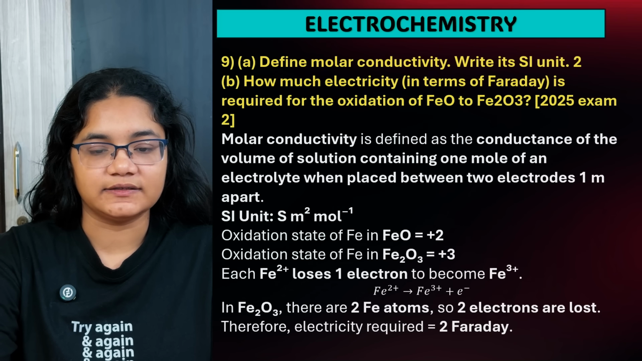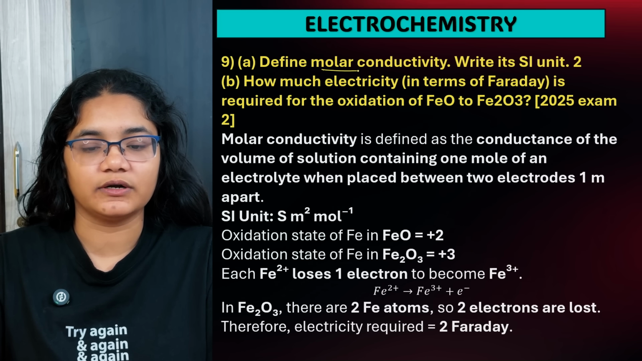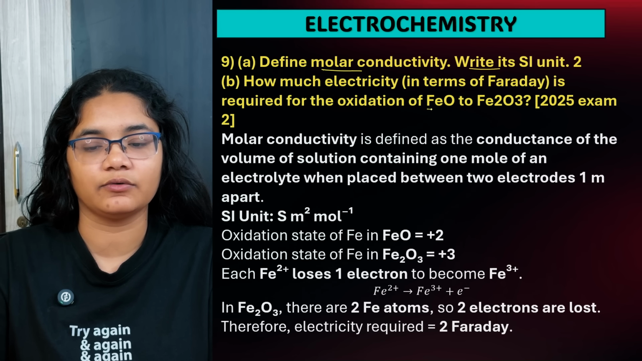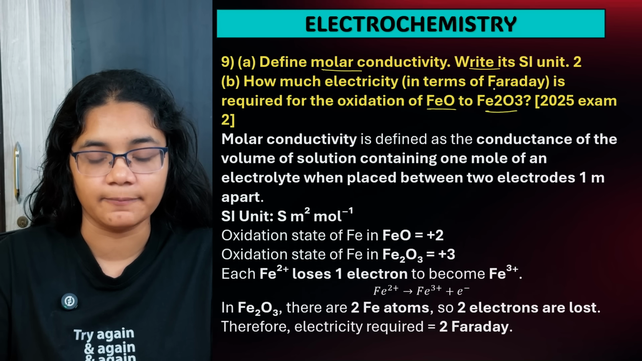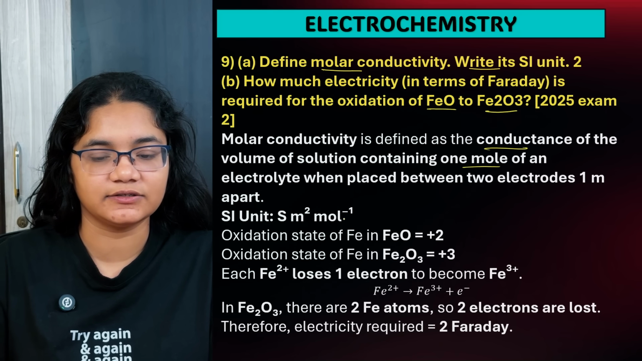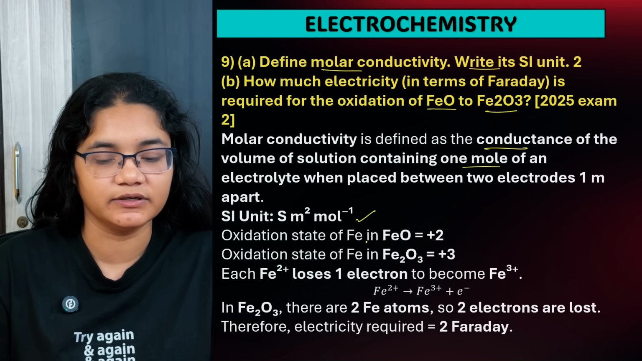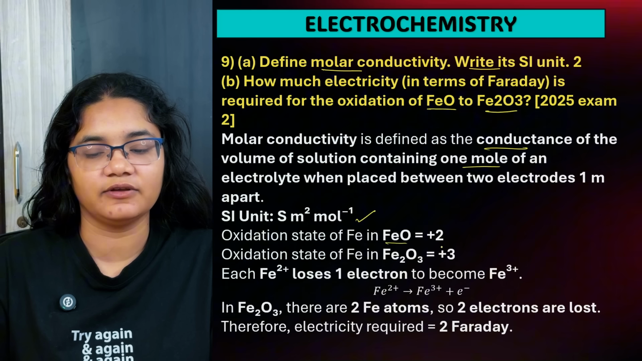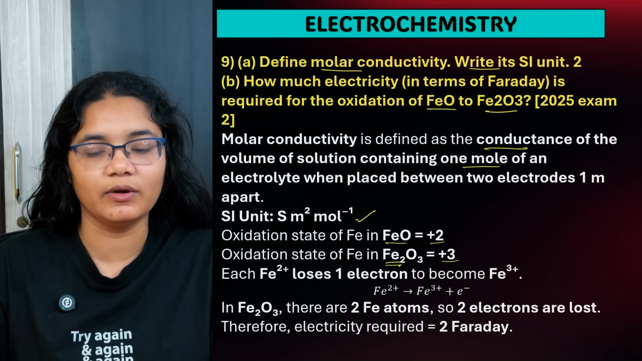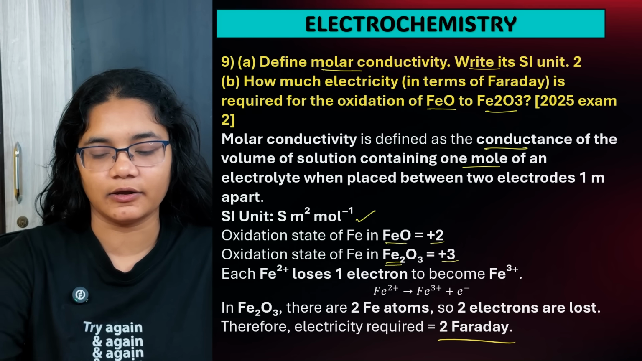Next, we will see 2025 examination 2. What is molar conductivity, write its SI unit, and how much electricity is required to convert FeO to Fe2O3. So molar conductivity is the conductance of 1 mole of an electrolyte, and its unit is S m² mol⁻¹. And here oxidation of Fe takes place from +2 to +3. So 1 mole of electrons is required, but there are 2 Fe, so a total of 2 Faraday will be required.